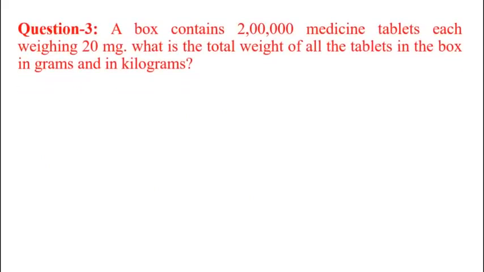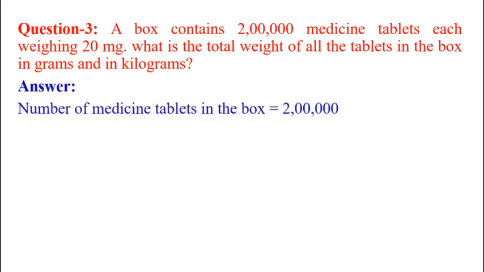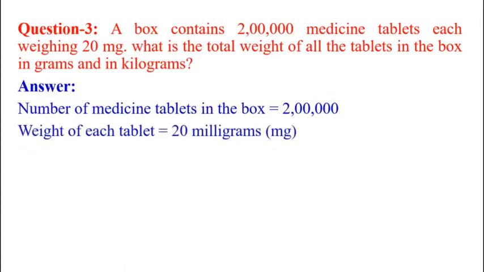Then question 3. A box contains 2 lakh medicine tablets, each weighing 20 mg. What is the total weight of all the tablets in the box in grams and in kilograms? So answer is like this. Number of medicine tablets in the box is equal to 2 lakh. Weight of each tablet is equal to 20 milligrams.